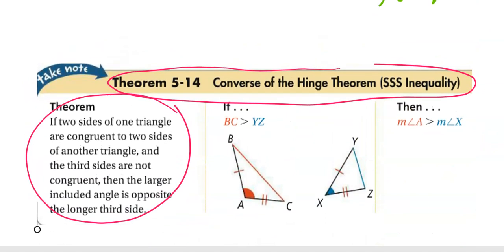Then we do the converse of the hinge, is basically the opposite thing. If they give you the longer side, you can also pick out the bigger angle. So it's basically the opposites. You just have to remember which one goes with which theorem. The first one gave us the angles. We compared the sides. This time they give us the sides. We're going to compare the angles.